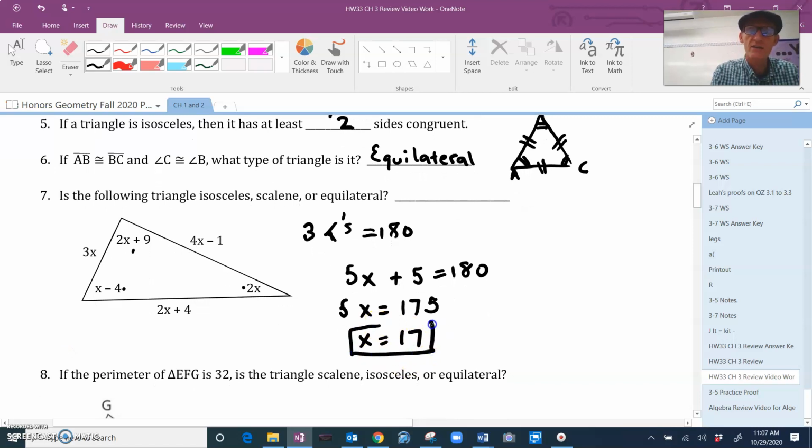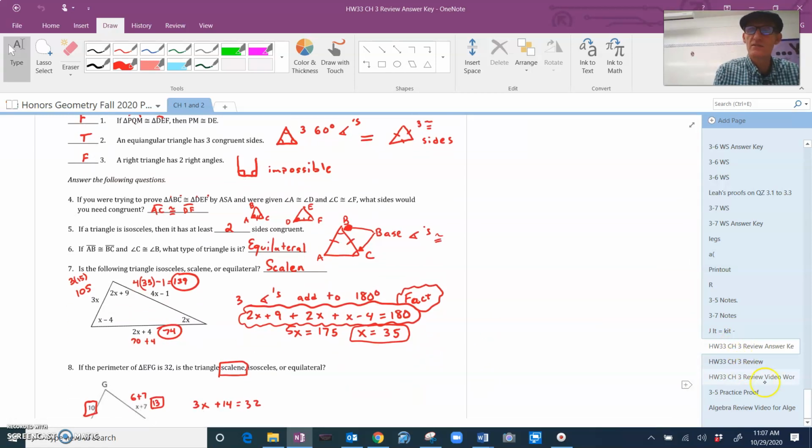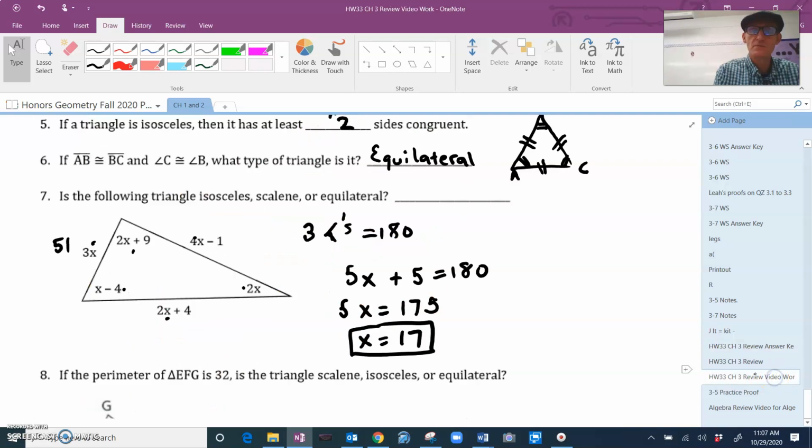Now, what we do for x then is substitute it in here, here, and here. Now, 3 times 17 is 52. Oh, no, 3 times 17 is 51. 4 times 17 minus 1 is, what do I have for the answer key here? I got to look. The answer key says x is 35. Oops, x isn't 17. 35, I was thinking 17, that's what I get. So x is 35, I made a mistake there.